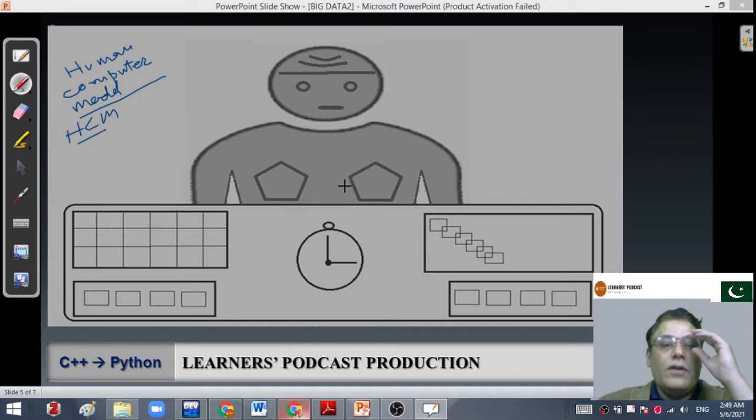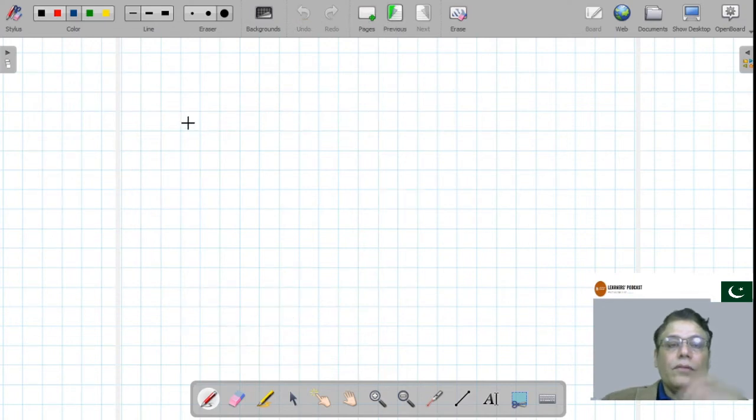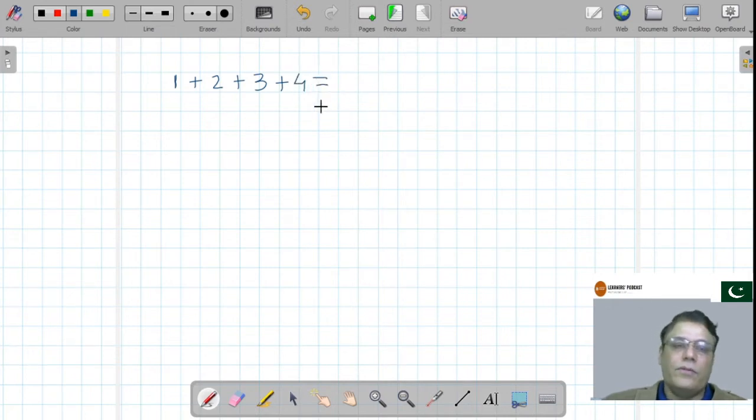Okay, so this is a computer model, and it is going to perform some operations. First of all, I want to discuss another very important thing with you: every computer performs some basic operations. For example, in the case of a calculator, if we press 1 and then plus, then 2, then plus, then 3, then plus, then 4, and then equal, what would happen? It will give us the result 10.